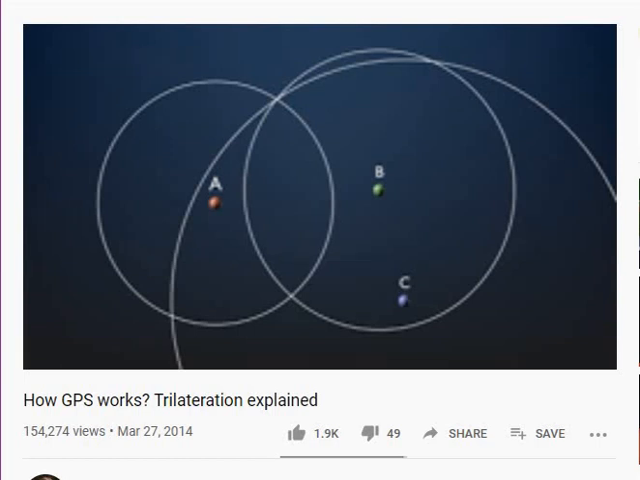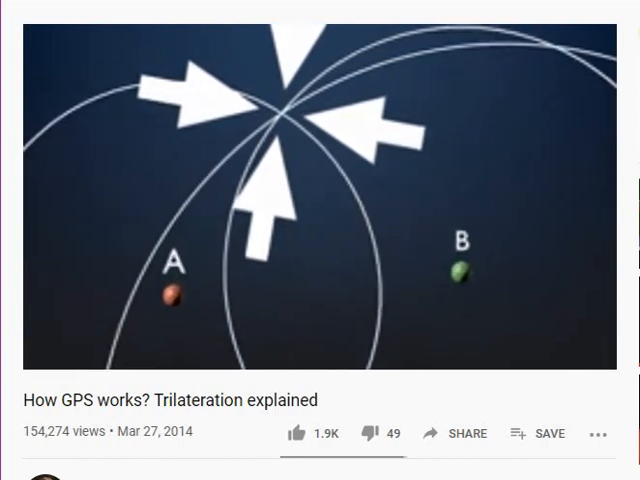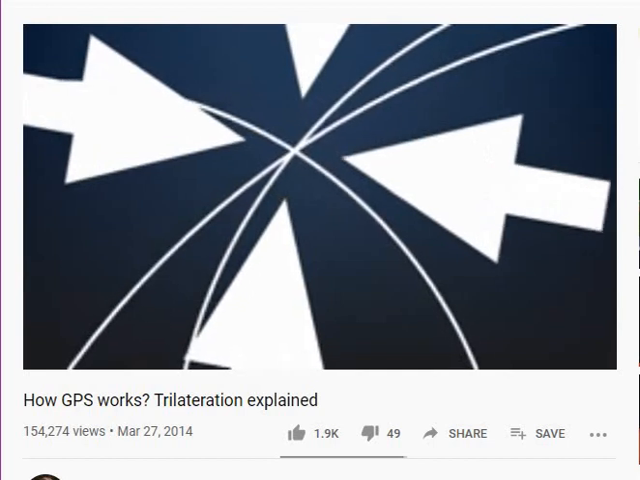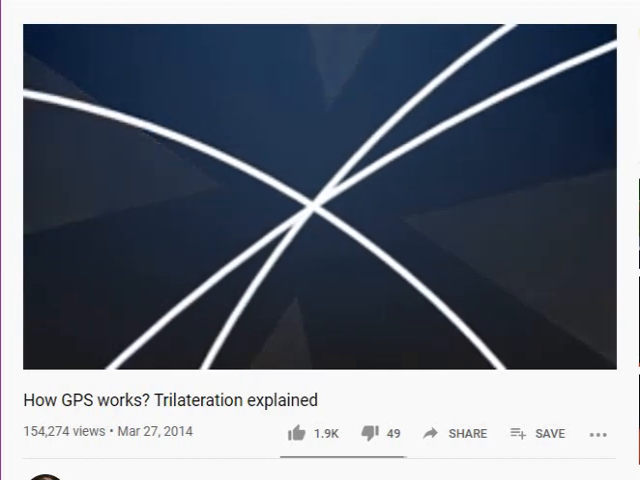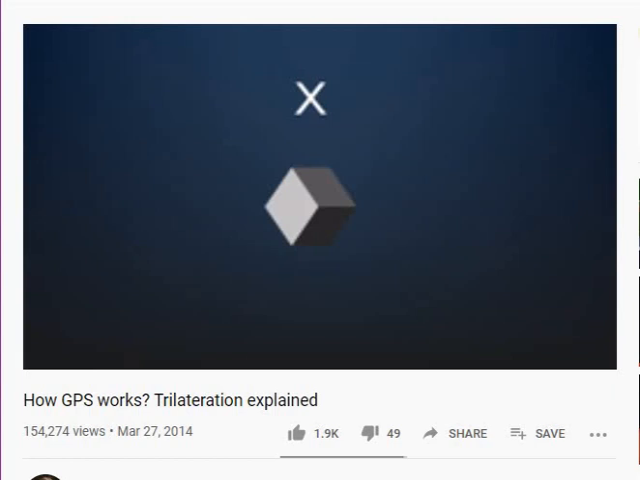The three circles have only one common point, and if our detected distances are correct, this point of intersection has to be the location of our receiver. And it really is. Neat. But how does GPS actually measure distances?